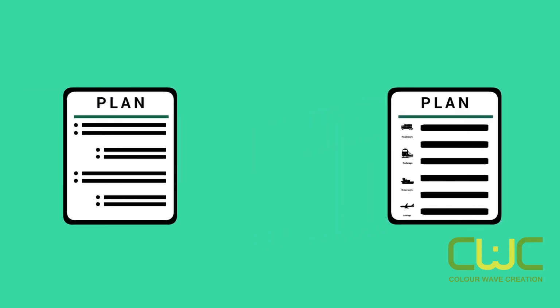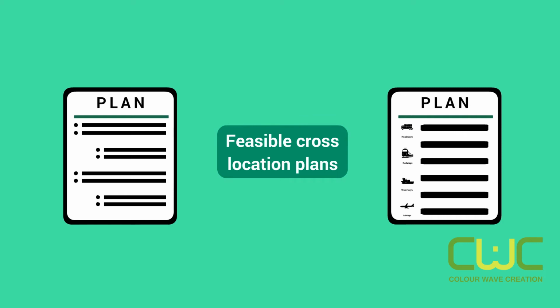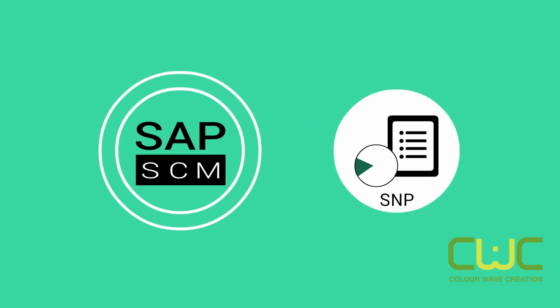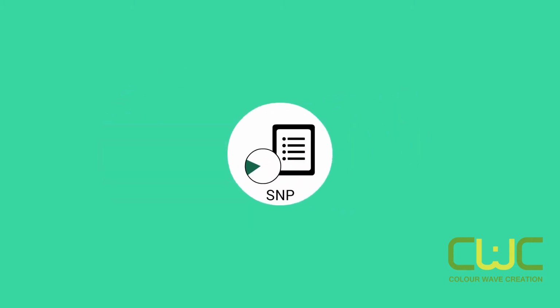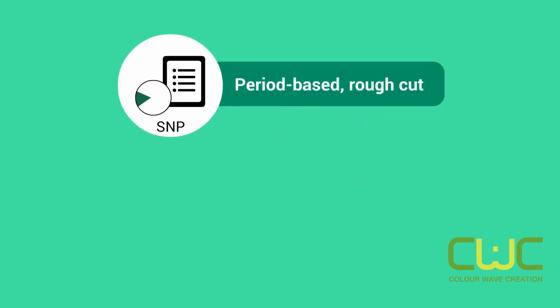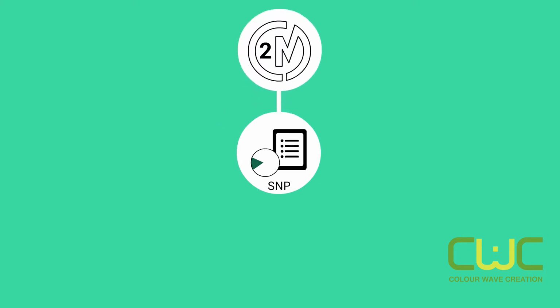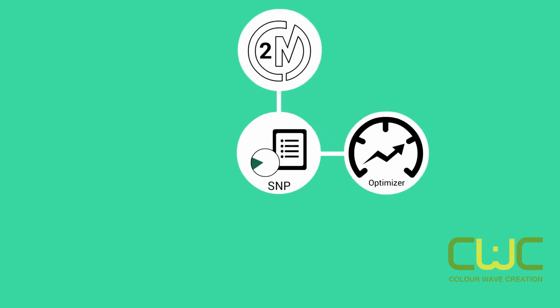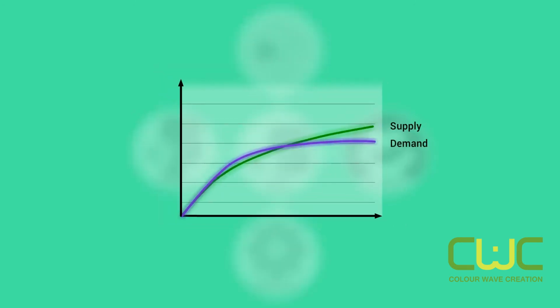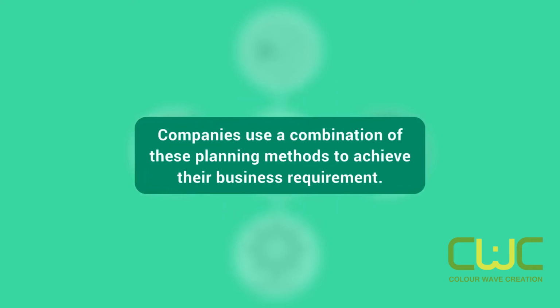There are different planning methods to create feasible cross-location plans to do this. In SAP SCM, Supply Network Planning, or SNP, is one such planning tool. The SNP is a period-based, rough-cut, medium to long-term planning tool that uses Capable to Match, or CTM, Optimizer, Deployment, SNP heuristics for planning. All these methods have various features, and they try to match supply with available demand. Several companies use a combination of these planning methods to achieve their business requirement.